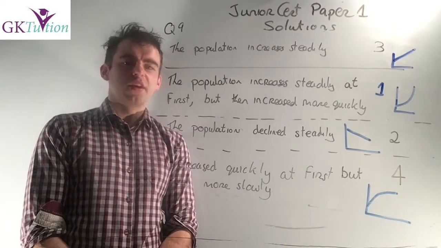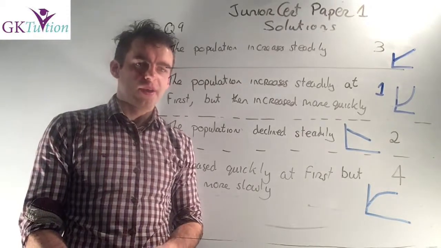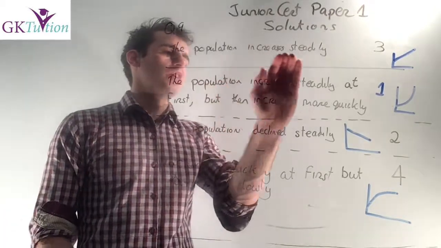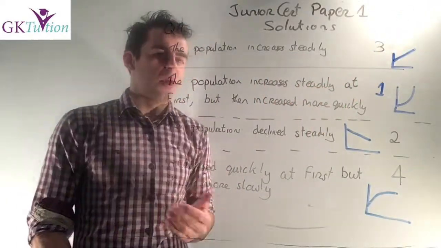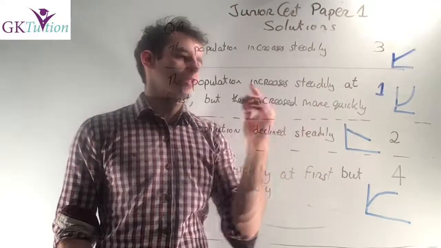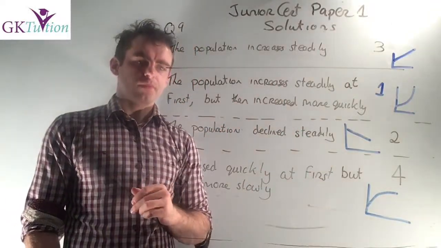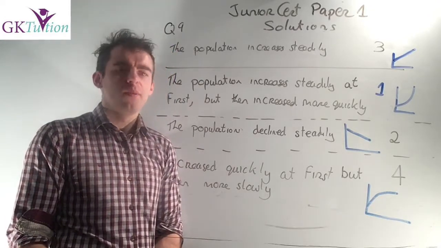Okay, so for question 9, we're just matching graphs to statements. And the statements refer to the population of 4 different African countries. So the first one was that the population increases steadily. And for that one, you're looking for a line, just a positive slope. Just one that increases, it's linear, but it has a positive slope. That was number 3.